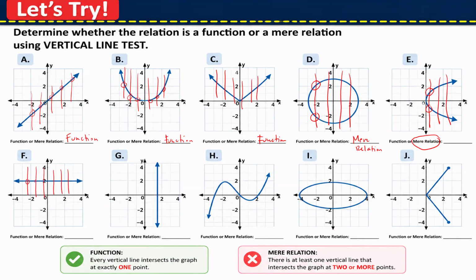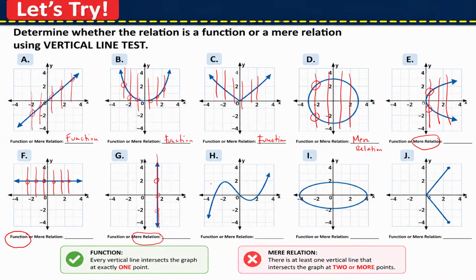Letter F. Okay, so all the vertical lines touch the graph at exactly one point. So this is a function. Next, this one. So if we have here vertical lines, actually, this is now a mere relation. Why? Because we can have a point here, or here, or here. So ibig sabihin, maraming points dyan, right? And we have what? Same values of x. So that is a mere relation.